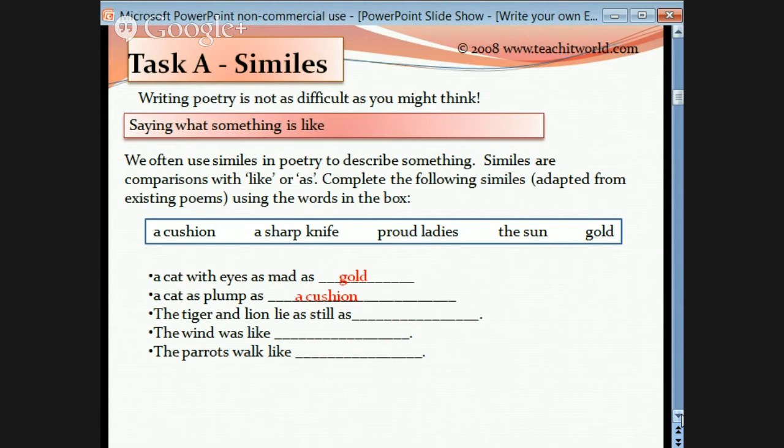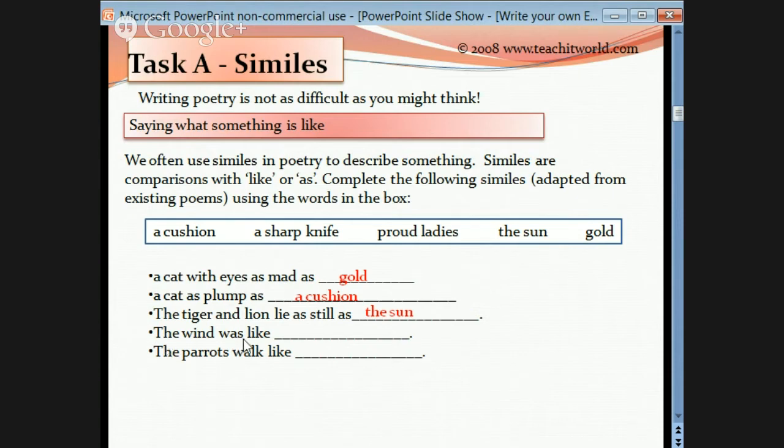Now, the tiger and lion lie as still as... Proud ladies. You know, I would choose that one too because there are two of them. But that's not what the answer is. As still as the sun. Again, I don't understand that simile all that well. I don't think that one's easy.